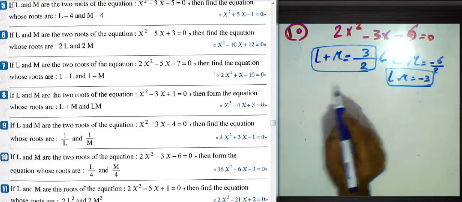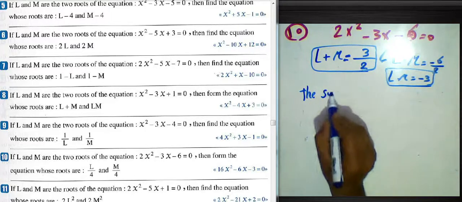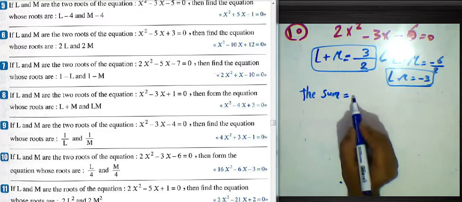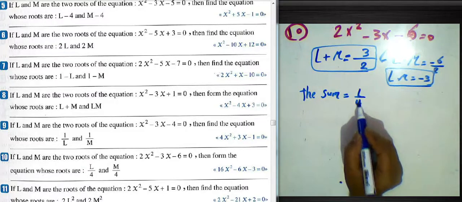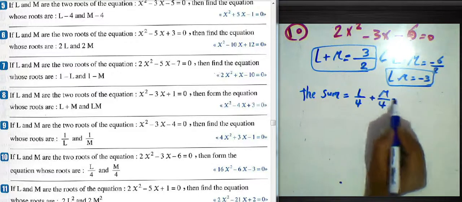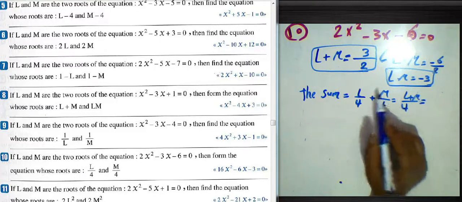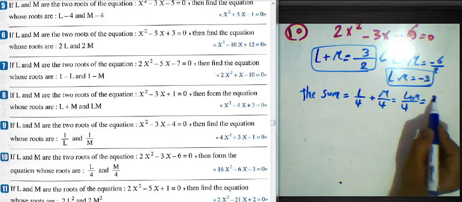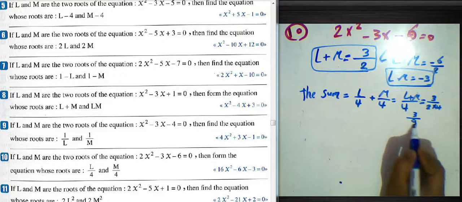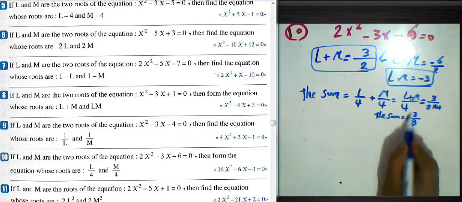So we can find the sum of the new roots. The sum equal first root L over 4 plus M over 4. We can find the result L plus M. L plus M equal what? 3 over 2. We can divide 3 over 2 over 4. The result will be 3 over 8. It was the sum. So the sum will be 3 over 8.